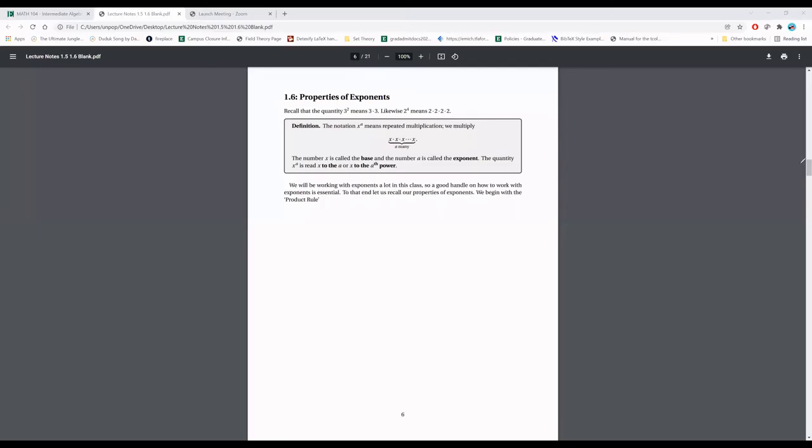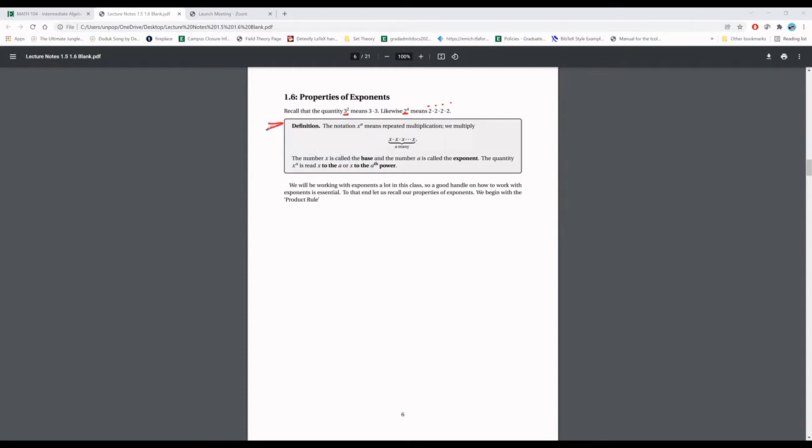Our final topic for consideration today, section 1.6, is about the properties of exponents. So it helps to remember, what do we mean when we say exponents? If we say 3 squared or 3 to the 2, it means 3 times 3. Similarly, if I say 2 to the 4, it means 2 times 2 times 2 times 2. So 4 of them. Exponentiation is repeated multiplication.